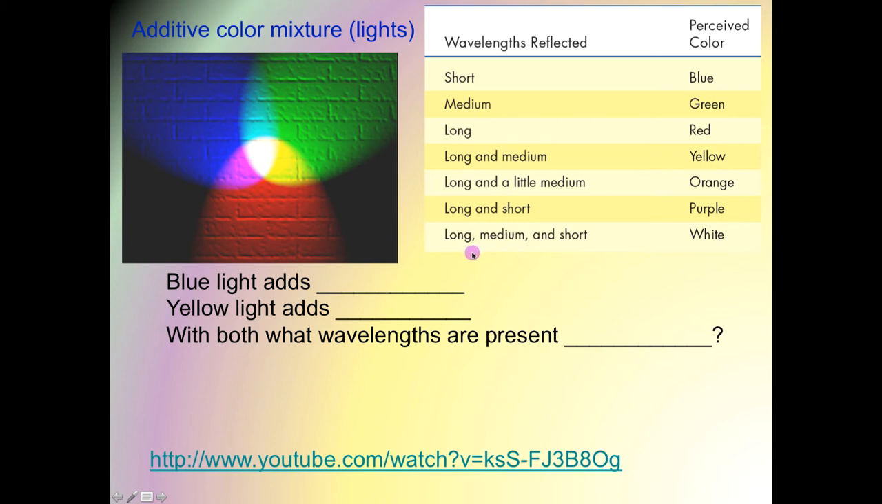So let's take a look at what happens if we add just blue and yellow. So if we turn on a blue light, that means we're adding short wavelengths, right? Now, on top of that blue, we add yellow light. If we turn on a yellow light, the yellow light will consist of long and medium wavelengths. So with both blue light and a yellow light on, what color would we perceive? We would perceive white.